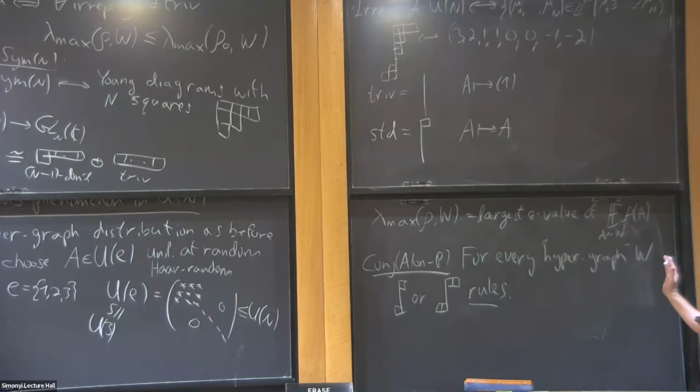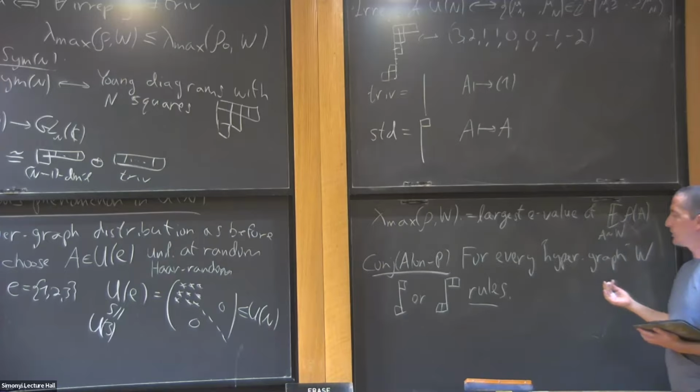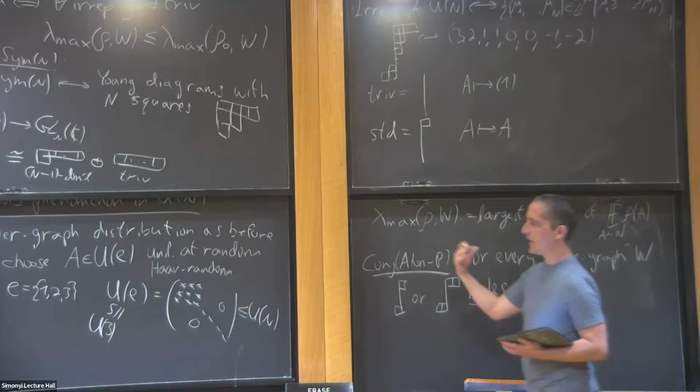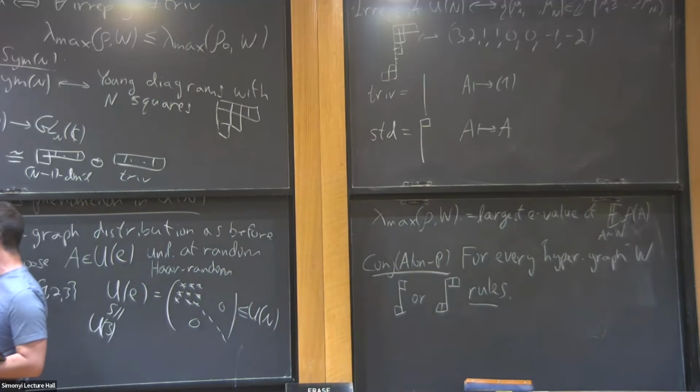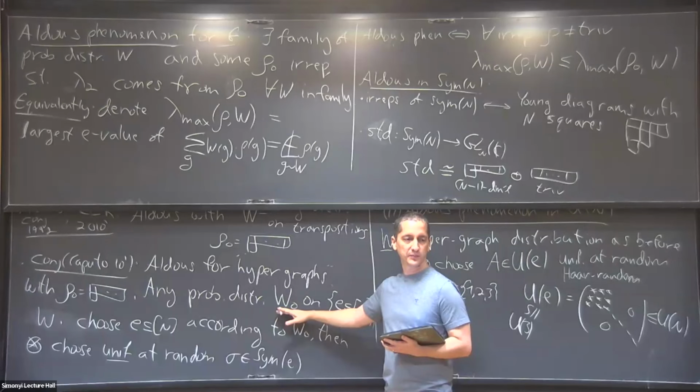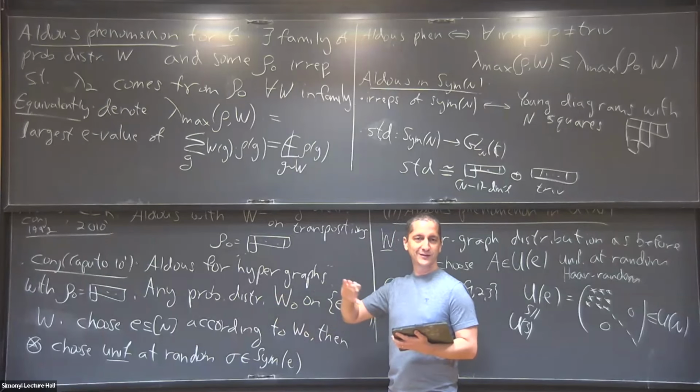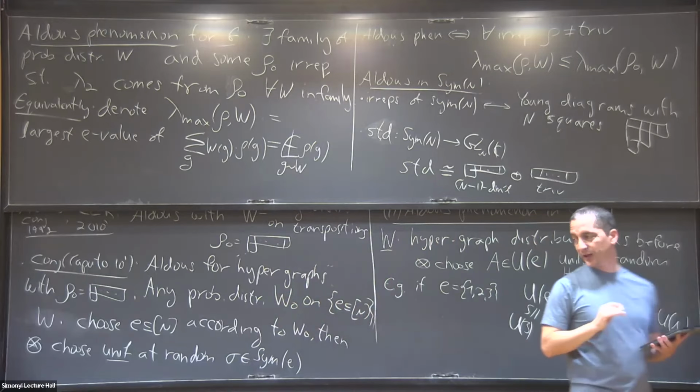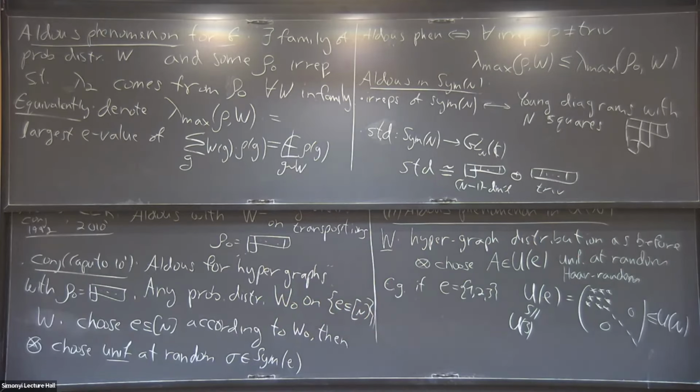It's conjectural. I will state what we know. First of all, we know it in the symmetric case where all the edges of the same size have the same weight, and we know it in the case where the hypergraph W is supported on hyperedges of size n-1. So you have only the nearly maximal edges. We don't know it for pairs. We don't even know the analog of the original Aldous.